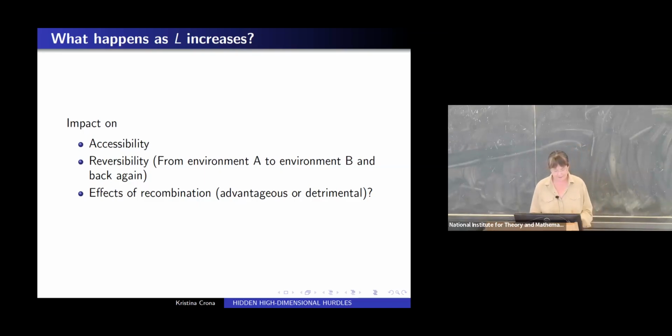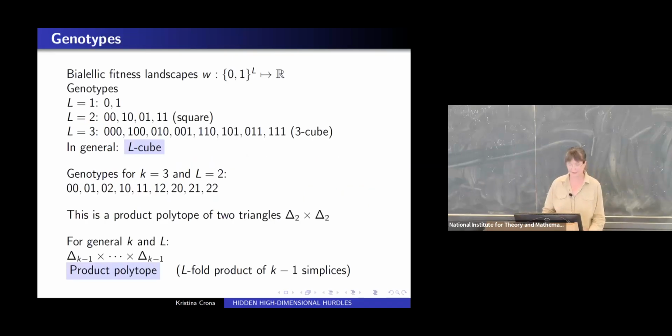And then what I feel very convinced about when it comes to effects of recombination is that the chances that recombination is advantageous are much higher if we look at larger values of L, if we increase the dimension. So that is my opinion.